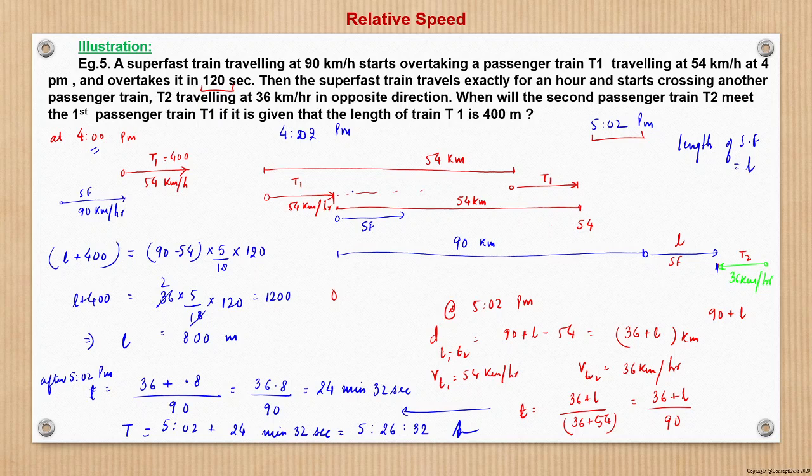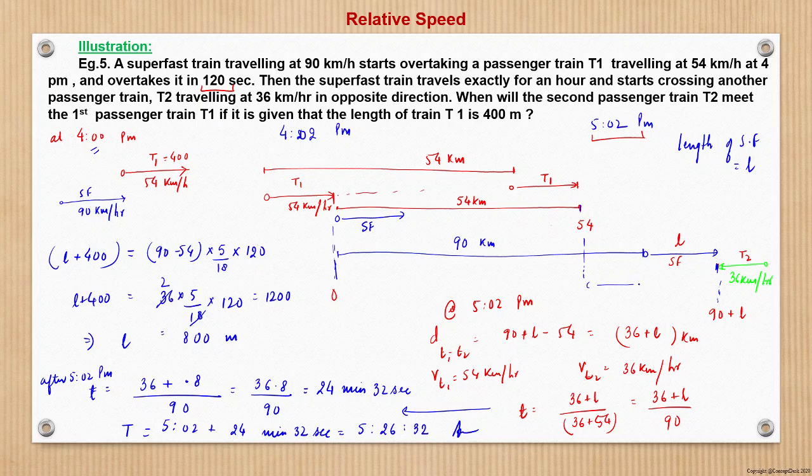and in this 1 hour the engine of T1, the passenger train, would have covered 54 kilometers at a speed of 54 kilometers per hour. So let's suppose it falls here. So 54 kilometers is the engine, right? Now they will be meeting when the two front engines meet, T1 and T2, and this distance is nothing but 0. So from here this is 90 plus n, and this is 54, right?